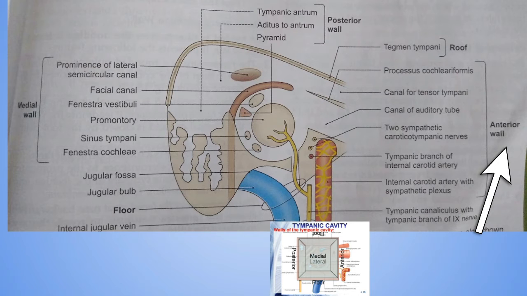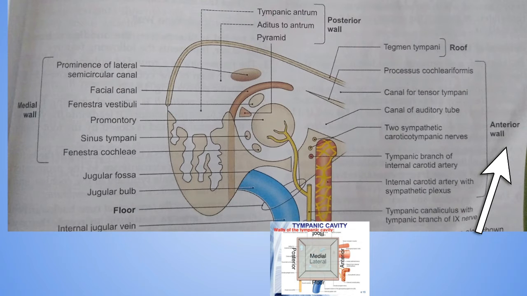Now next is the anterior or the carotid wall. The anterior wall is narrow due to the approximation of the medial and the lateral walls and because of the descent of the roof. The uppermost part of the anterior wall bears the opening of the canal for the tensor tympani. The middle part has the opening of the auditory tube.